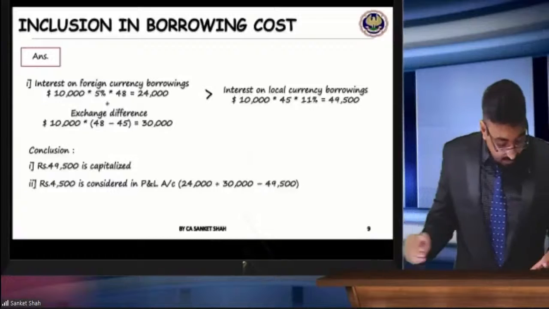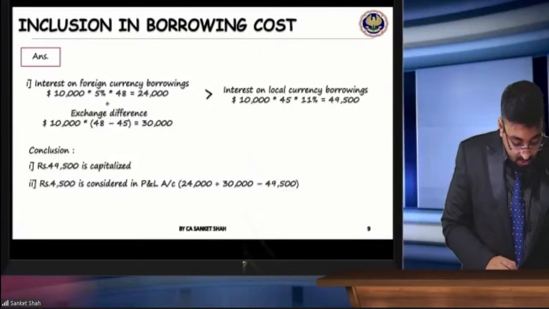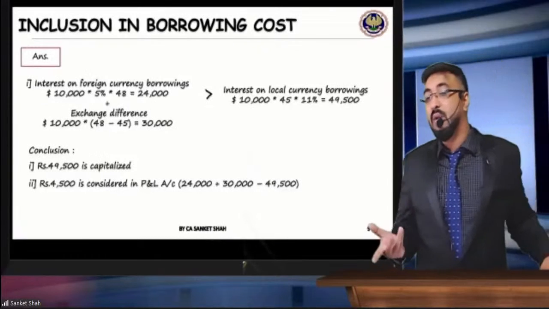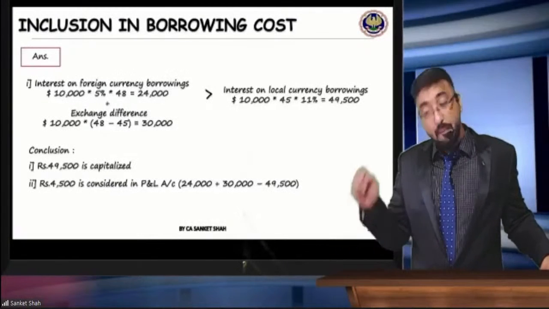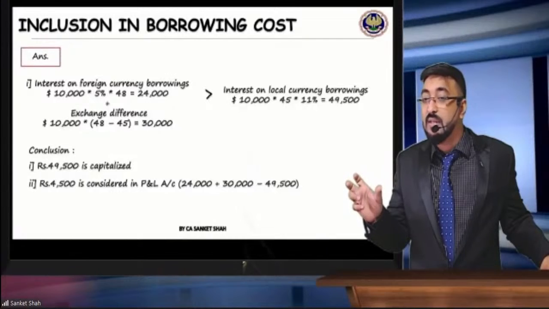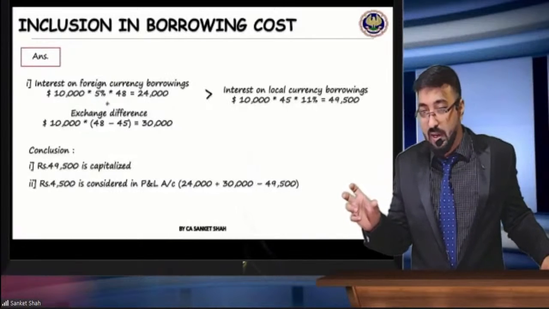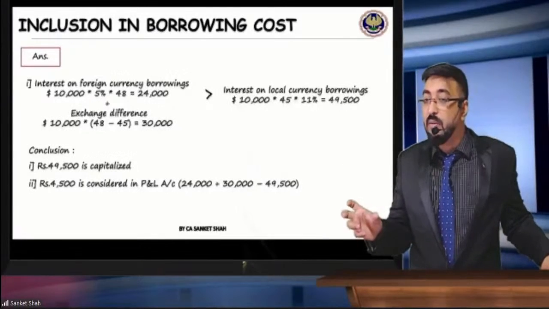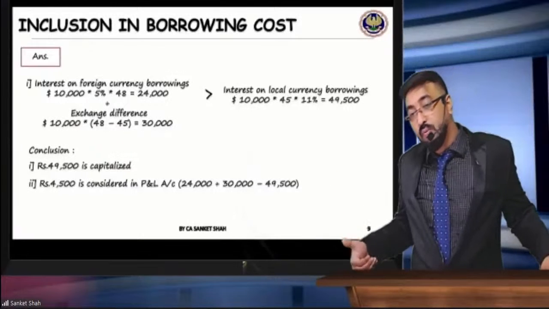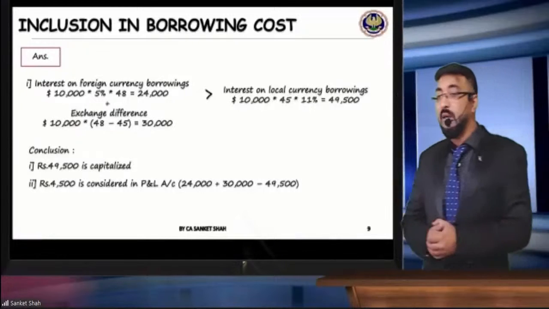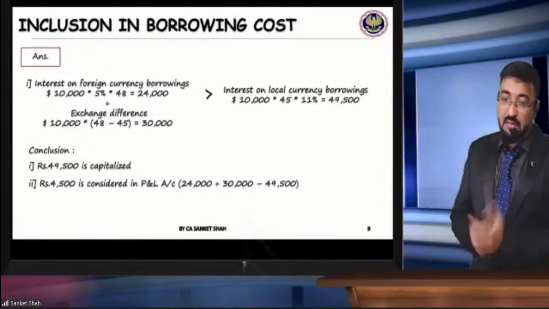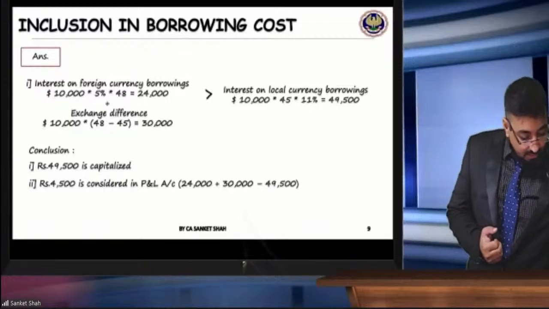It's very easy. Tell me in the comment section, the entry: building account debit, or that qualifying asset account debit, to P&L account debit. That qualifying asset amounts to rupees 49,500. P&L account debit 4,500. To bank you have paid 54,000. So if you want to write the entry, you can write it. So write down the answer.